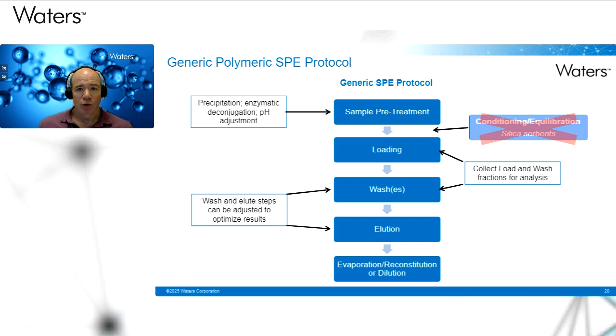Nevertheless, after our pretreatment, we're going to load our sample. Then there'll be one or two, possibly more washes to clean it up and get rid of any contaminants we want to eliminate. And then finally, an elution, usually in a high organic solvent, and then we can either evaporate and reconstitute, dilute the sample, or simply inject it directly, depending on the assay.